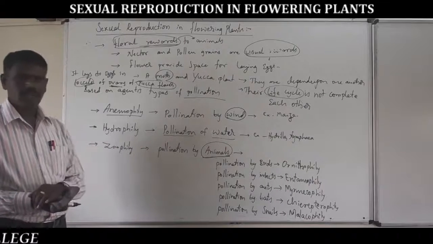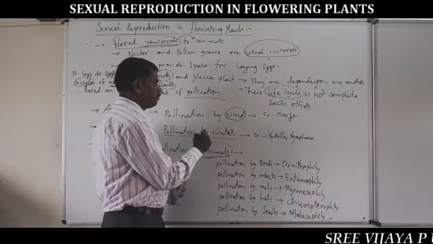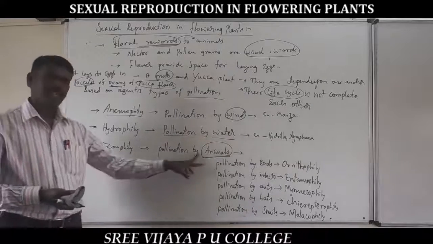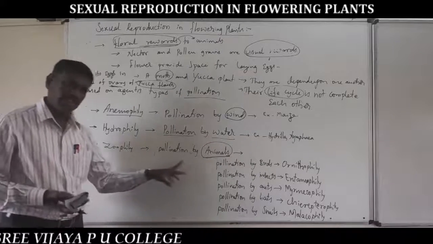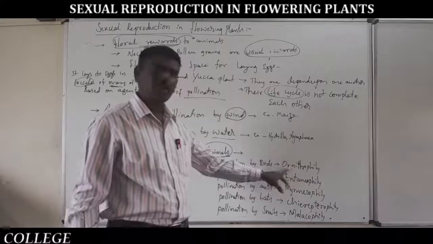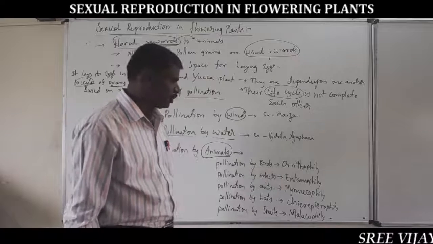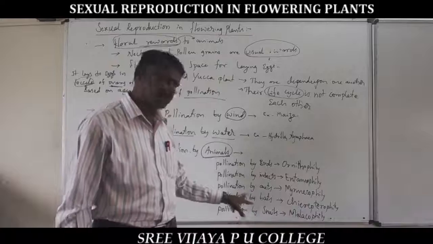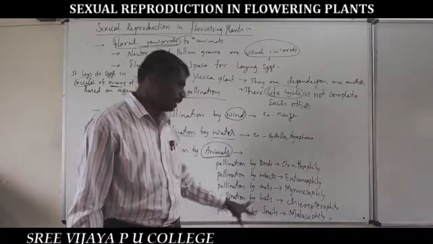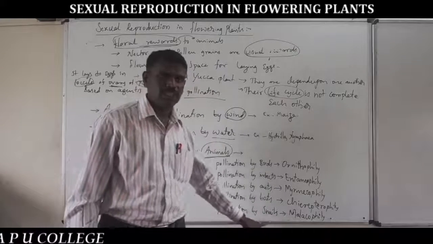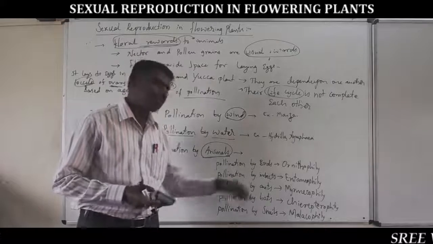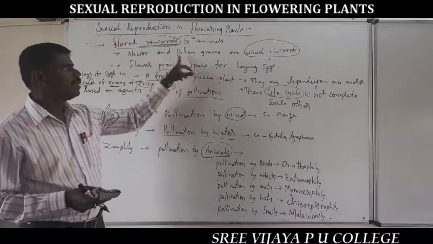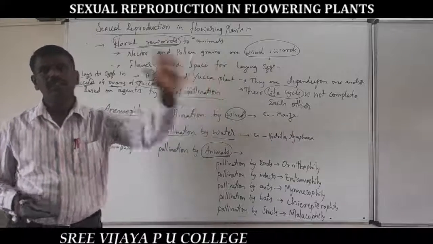Pollination by water is called hydrophily. Pollination by animals is called zoophily. Based on animals, there are different types of pollination. Ornithophily is pollination by birds. Entomophily is pollination by insects. Myrmecophily is pollination by ants. Chiropterophily is pollination by bats. Malacophily is pollination by snails. All the animals which visit the flower get two important rewards, nectar and pollen grains, which are the most usual common rewards.